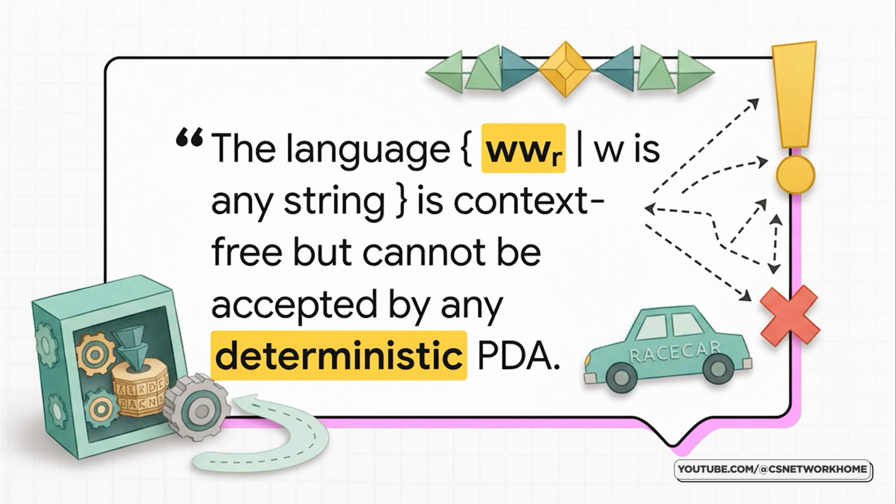And the classic example of this is a palindrome without a middle marker, like race car. A deterministic PDA can't recognize it. Why? Well, think about it. How would it know for sure when it reached the middle to switch from pushing to popping? It can't. But a non-deterministic one can essentially guess where the middle is, and if just one of its guesses leads to a valid match, it accepts.